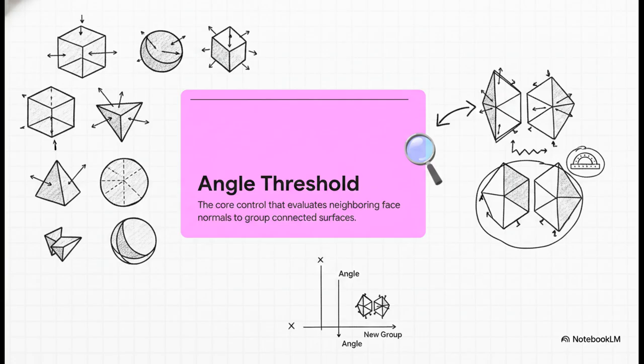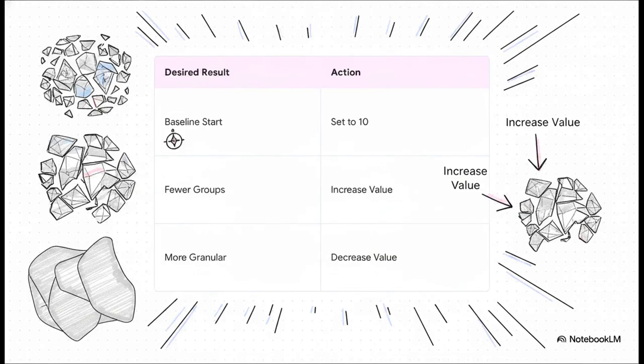Basically, the tool evaluates neighboring faces and compares their normals. If those normals point in a similar direction, boom, they group together. But the second there's a sharp change in direction, it starts a brand new group. It's a strictly logical, geometric way of defining surface regions. So, tuning that angle threshold is absolutely going to be your go-to control from model to model.